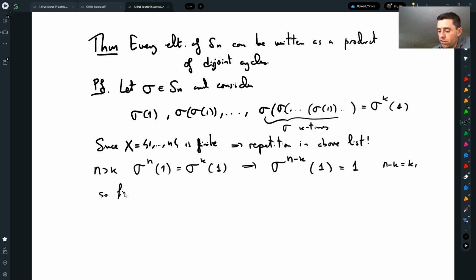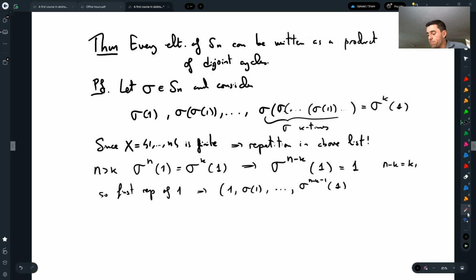So the first repetition of 1 is at the n minus kth place. So I have 1, then sigma of 1, where 1 went, and so on up to sigma to the n minus k minus 1 of 1. And then this tells me that the n minus k iterate of 1 is 1. After this one in the cycle, in the compact cycle notation, this is going to go back to 1, so the cycle closes. So I have 1 cycle. This is a cycle, which is like the cycle of 1.